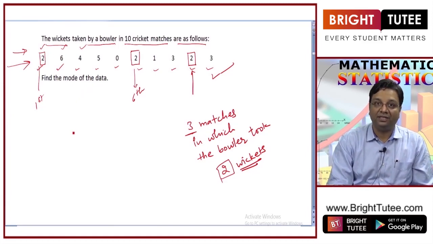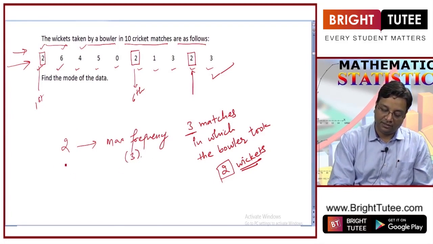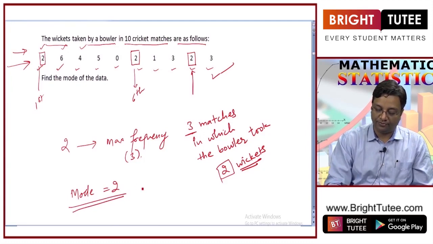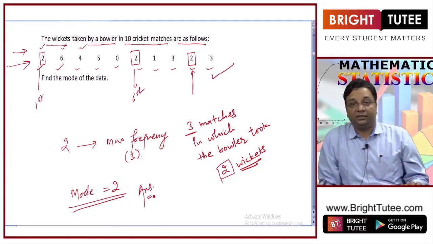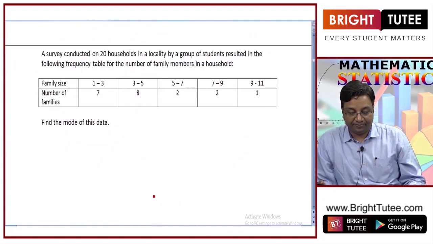The number having the maximum frequency. So 2 has got the maximum frequency, that is 3, hence the mode of this data is 2, right? This is something we know already. Now let us look at the grouped data.